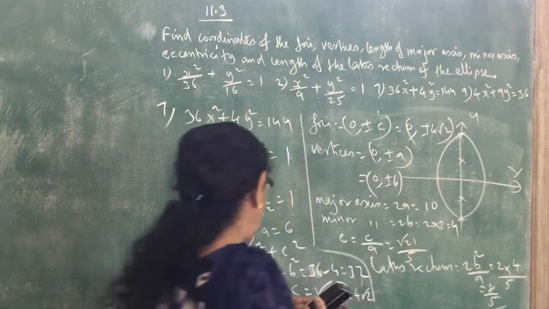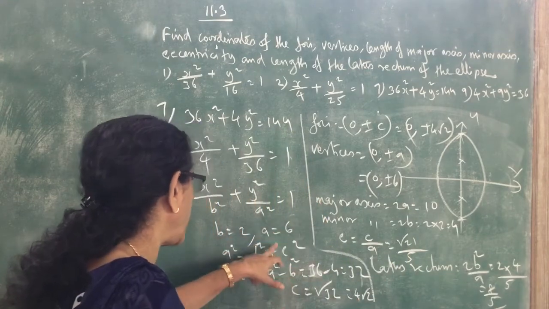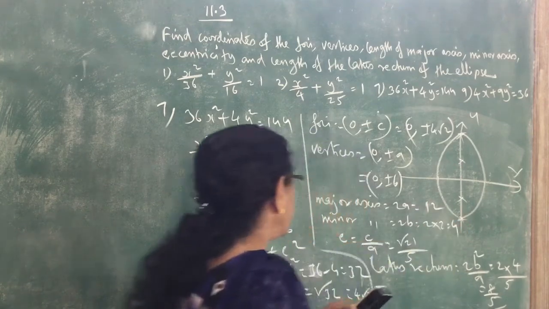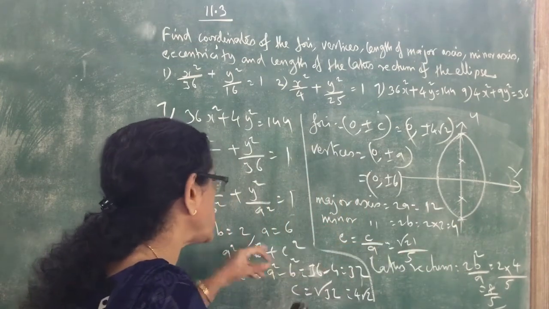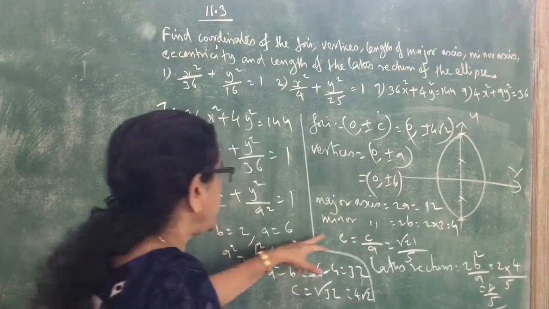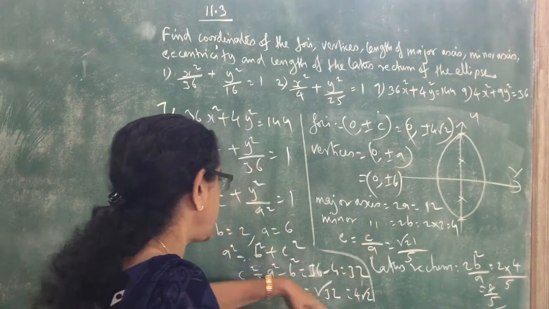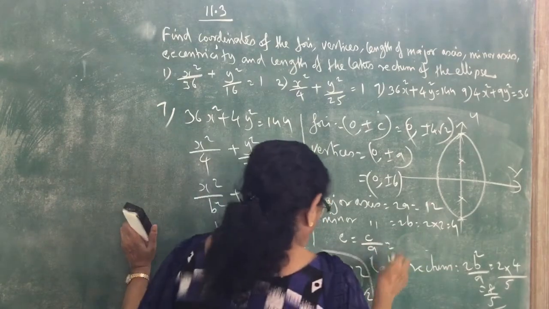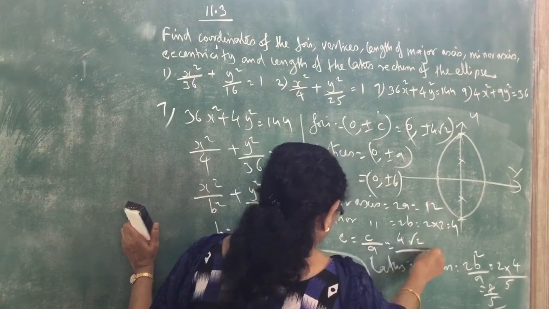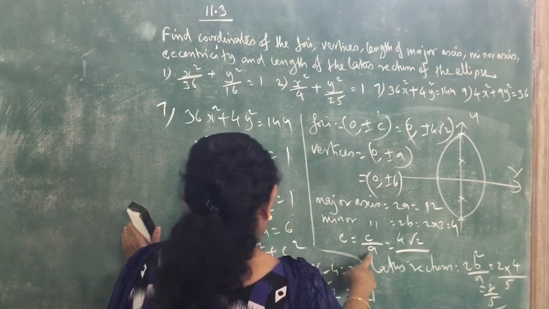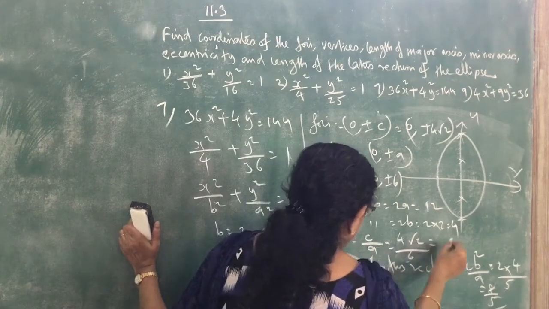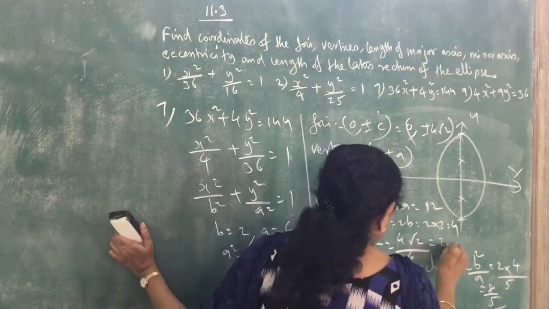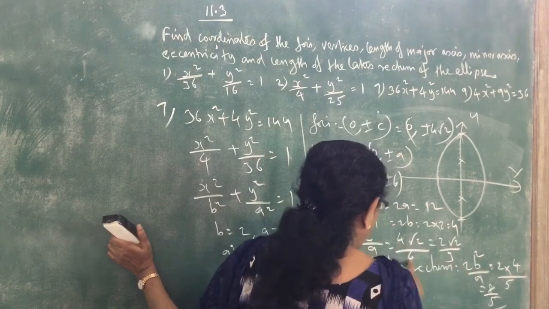Then the length of the major axis 2a, so 2 into 6, 12. Then the minor axis 2b, 2 into 2, 4. Then e equal to c by a. So e equal to 4 root 2 divided by a, a is 6. So that is equal to 4 root 2 by 6, that is 2 root 2 by 3.